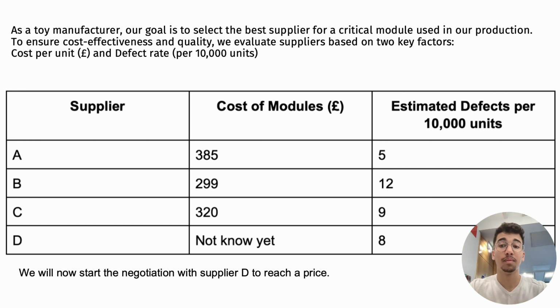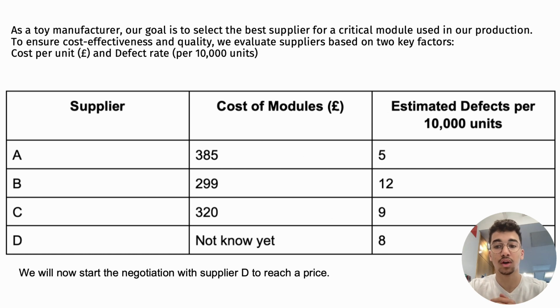As a toy manufacturer, choosing the right supplier is a key decision that directly impacts both our production costs and the quality of our final product. Right now, we are looking to select the best supplier for a module in our toy assembly process. To make the most informed and balanced choice, we are evaluating each supplier based on two key factors.